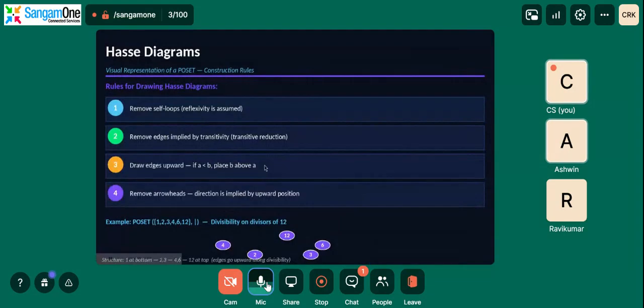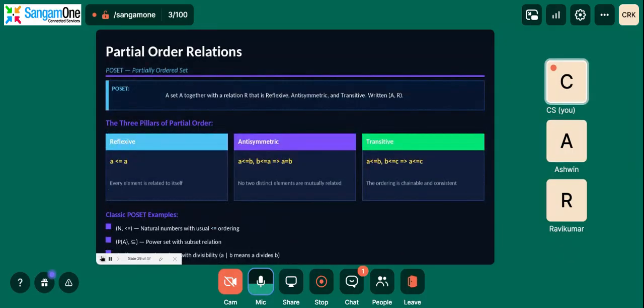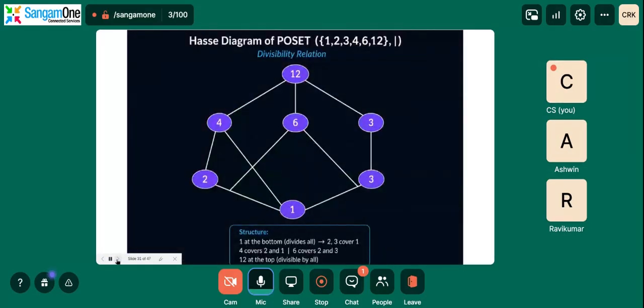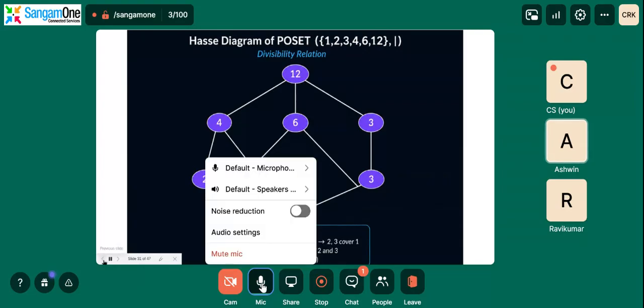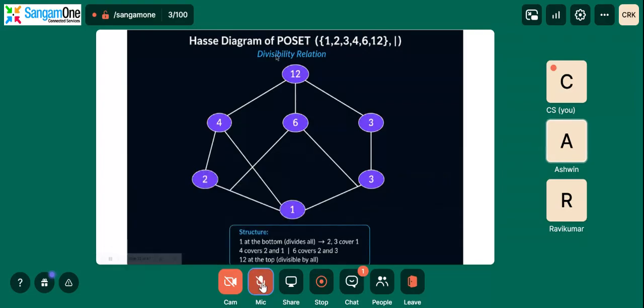What is poset? Is it a short form for something? Partial order set, sir. Partial order set, okay. Yeah, for the long name, we have a short name, which is called poset.